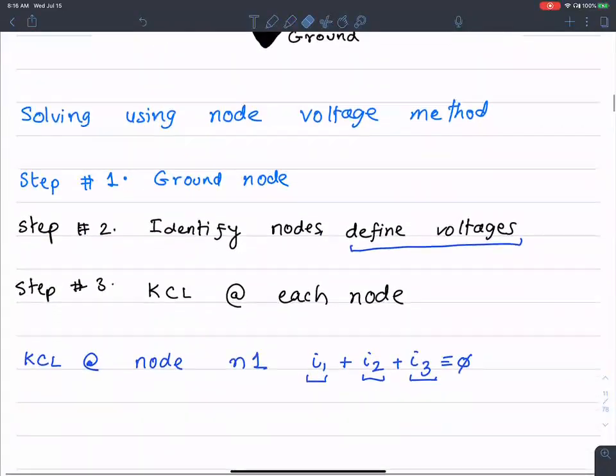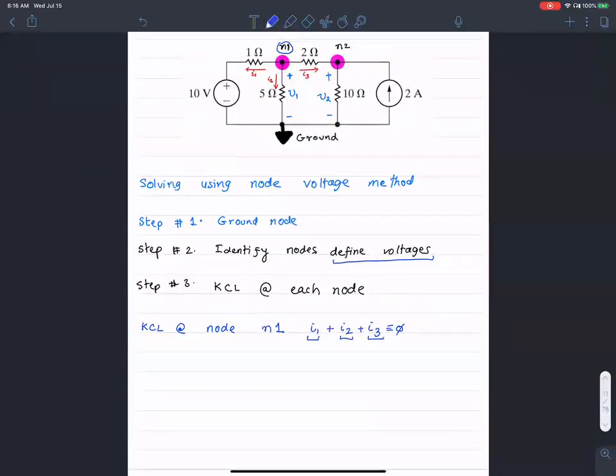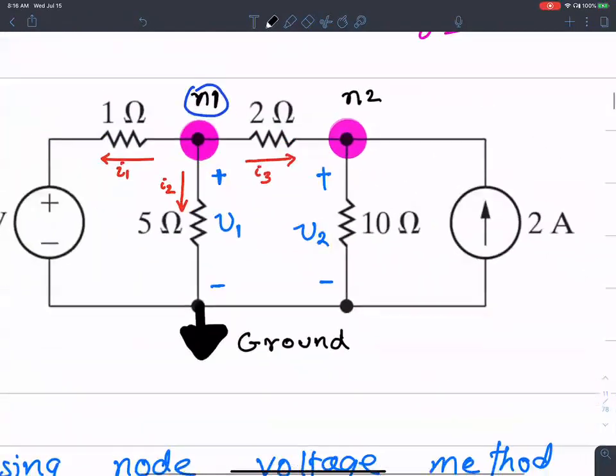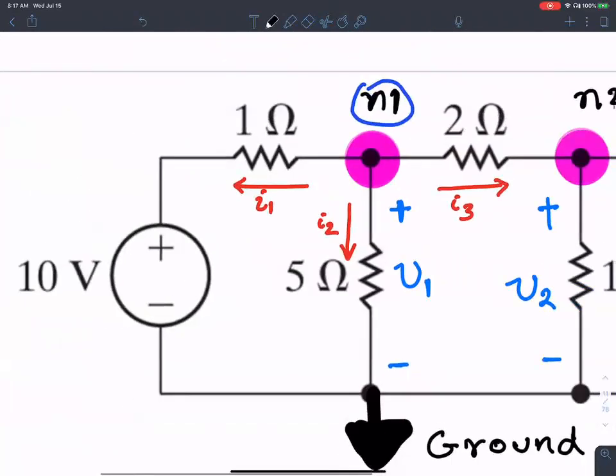So I1, I'm going to write I1 as V1 minus 10 volts over the resistance of that guy, which is 1 ohm, okay? Plus, I'm going to write I2, which is the current going down as the voltage at node N1, which is V1. I define this to be V1, right?